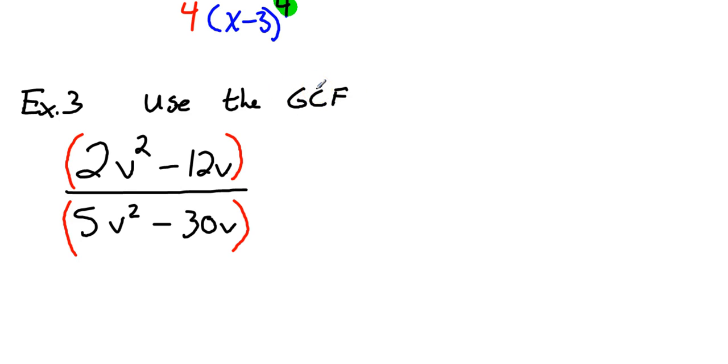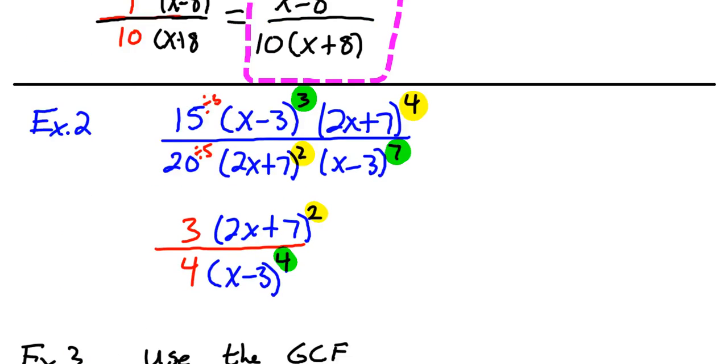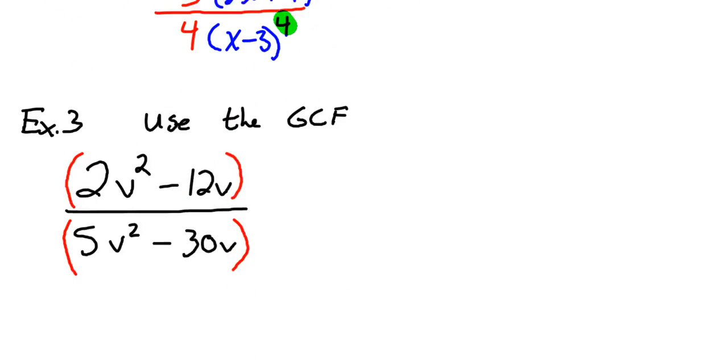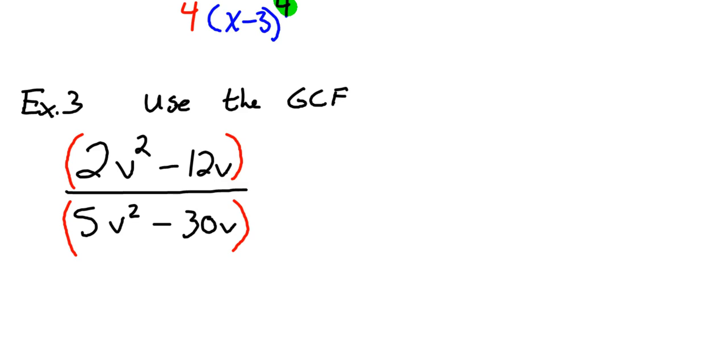So anytime you get variables and there's pluses and minuses, put parentheses around it. And we didn't have to do that back on the other page, where it was all multiplied together because there were no pluses and minuses. Everything was crammed together, so we could just start canceling. This one you are going to have to take out the greatest common factor.